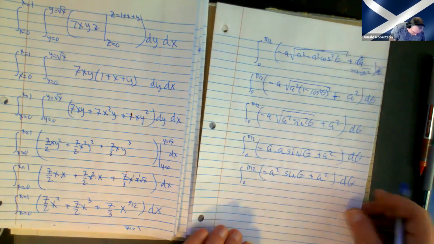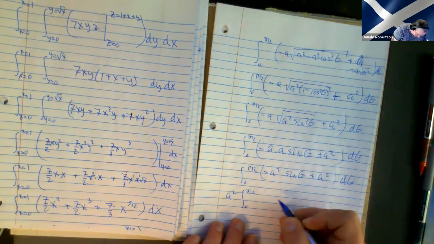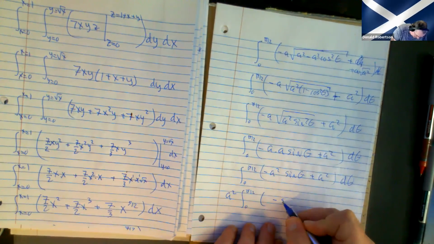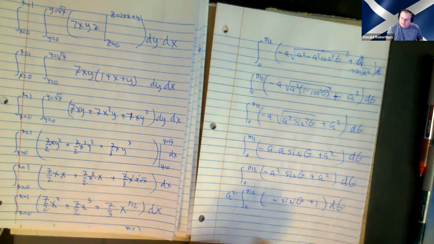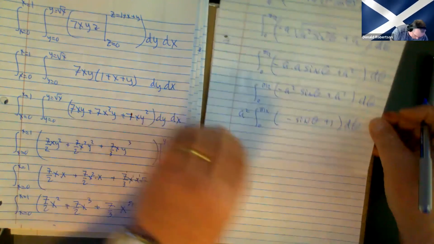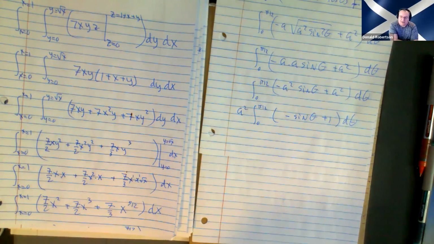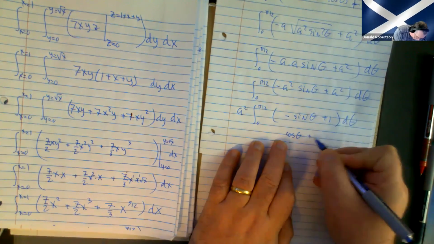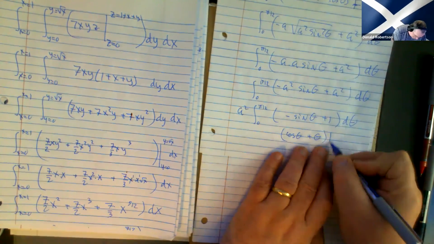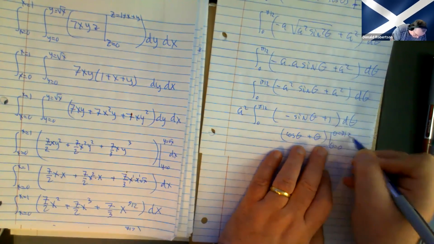What I'm going to do now is pull out an a squared. I don't need to, but it just makes my life easier. And it's going to be negative sine theta plus 1 d theta. That just cleans up the integral, so it's easy to look at. If you integrate a negative sine, what do you get? Positive cosine. And a 1 gets me a theta. And I'm going to evaluate it from theta equals 0 to theta equals pi upon 2.